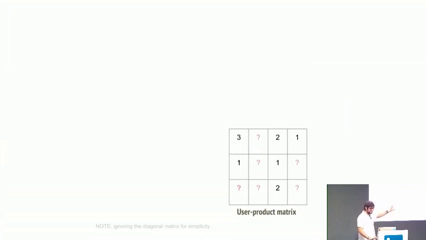Let's just take this user to product matrix, right? It turns out, how do we find out these question marks that we have here? It turns out that there is this technique called matrix factorization. What does matrix factorization actually do?